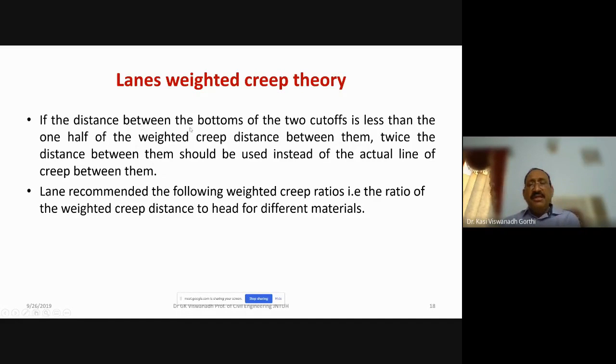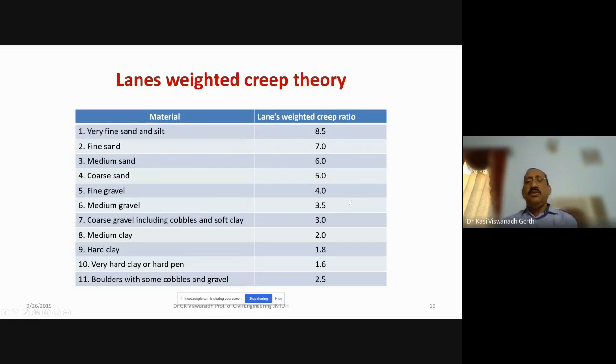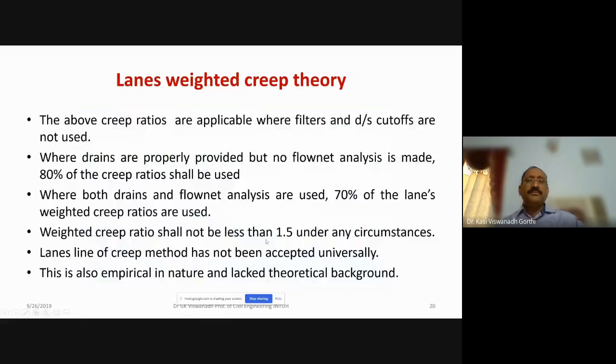If the distance between the bottoms of two cutoffs, two sheet piles, is less than half of the weighted creep distance between these two, then twice the distance between them should be used instead of the actual line of creep between them. Lane recommended the following weighted creep ratios, the ratio of the weighted creep distance to head, for different materials. Lane's weighted creep ratio for very fine sand and silt is 8.5. For fine sand, it is 7. For medium sand, 6. For coarse sand, 5, and so on.